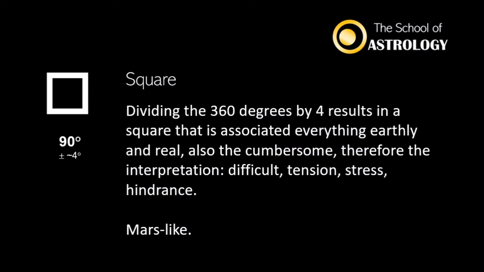And the recommended orbis is 4 degrees for the lights, Sun and Moon, and maybe just 3 for the other planets. The square means everything earthly and real, also the cumbersome, and therefore the main interpretation would be that the aspect is one of tension and difficulty, or stress, or hindrance. It's a Mars-like aspect.